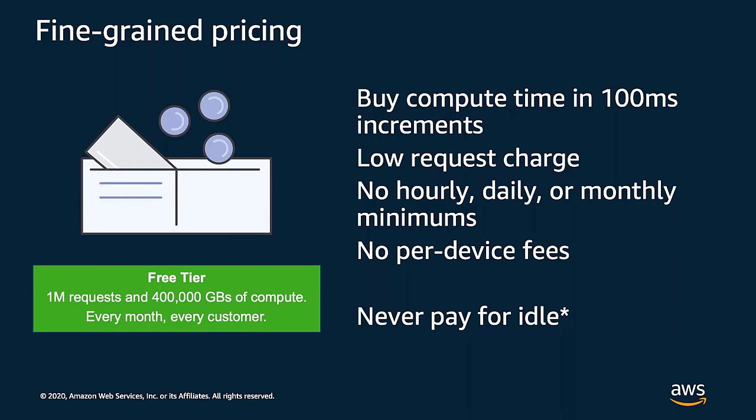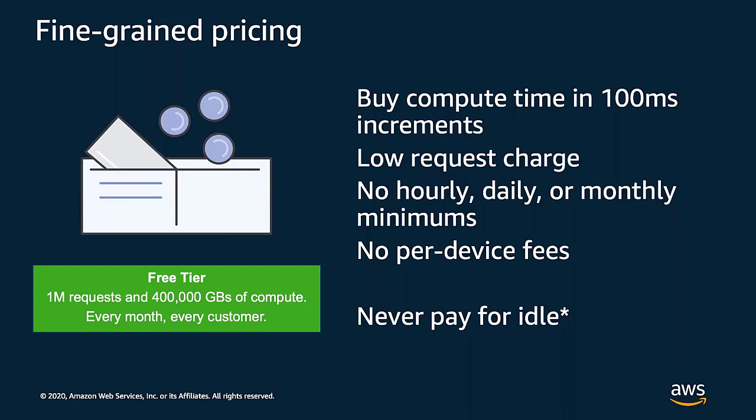There are no hourly, daily, or monthly minimums, no device fees, and you never pay for idle. Now, there's a star there that we've added recently because of a feature called provisioned concurrency that allows you, in some cases, to reduce your Lambda spending, as well as reducing cold start times. We'll discuss provisioned concurrency later in this webinar. It's important to note that there's a free tier for AWS Lambda as well. Every month, every customer receives 1 million requests and 400,000 gigabyte seconds of compute.